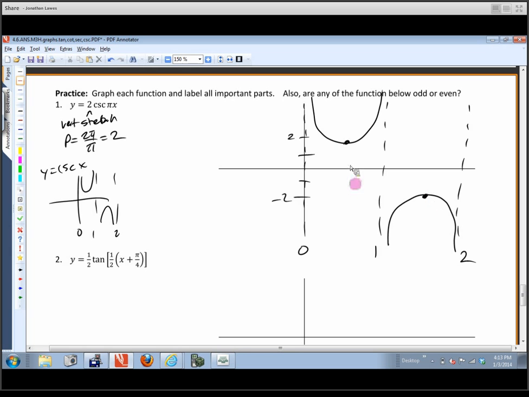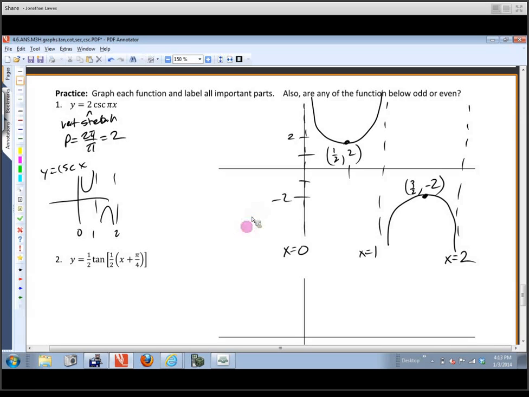So this is going to be, well, halfway in between 0 and 1 is going to be 1 half, 2. Halfway in between 1 and 2 is going to be 3 halves, remember, we already decided that was negative 2. It would be nice if you labeled the asymptotes with equations that equal vertical lines, but that's what we're after right there. So that's a good graph. We've labeled all the important parts.